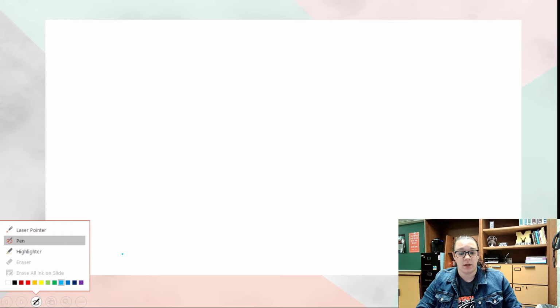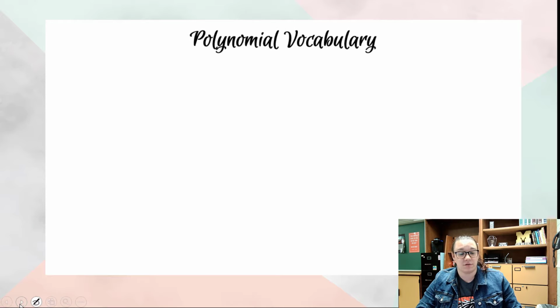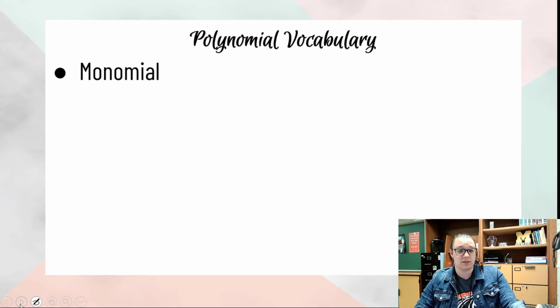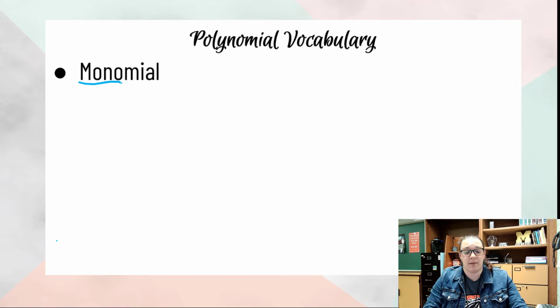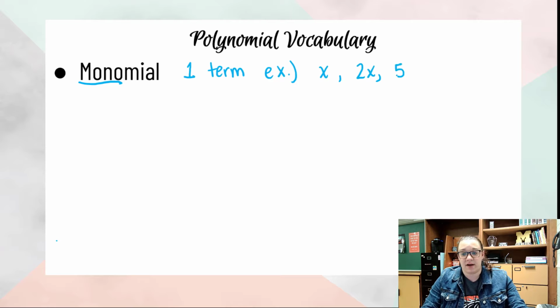Let's jump in. First, I want to talk about some vocabulary. So let's see what I mean by that. First off, with some polynomial vocabulary, let's talk about a monomial. Notice monomial has mono in front, which means one, and nomial means terms. So this means one term. For example, this could be like x or 2x, or it could be 5, or it could be w. But there's only one term in each of those, and it could be negative as well.